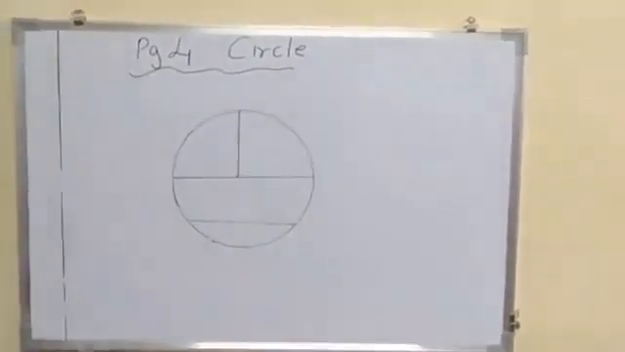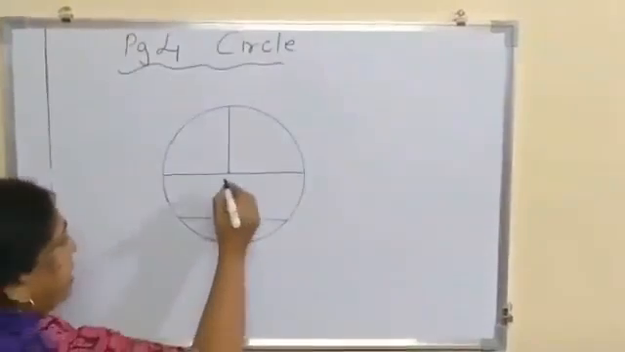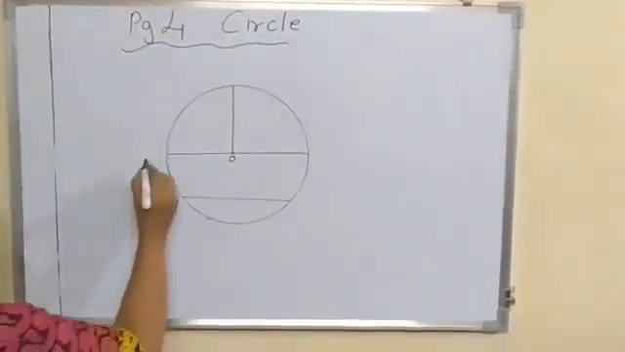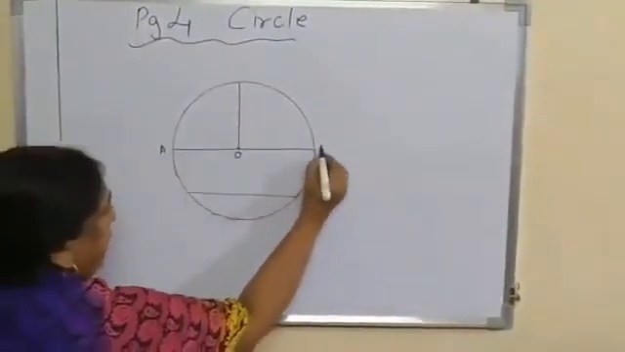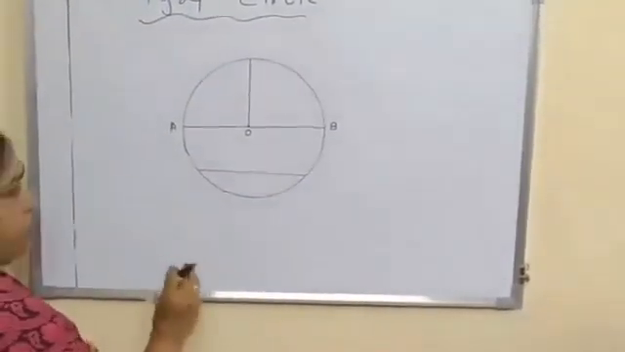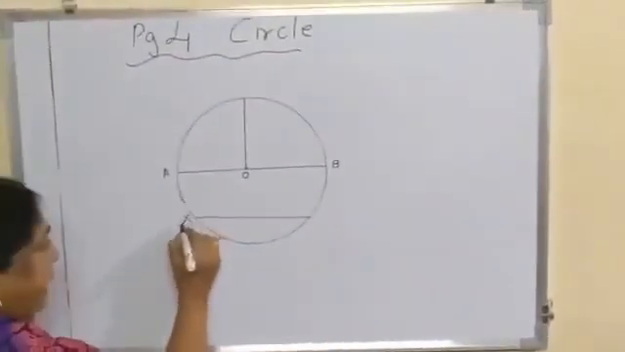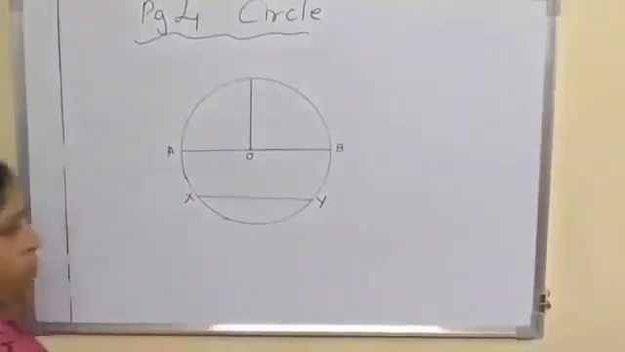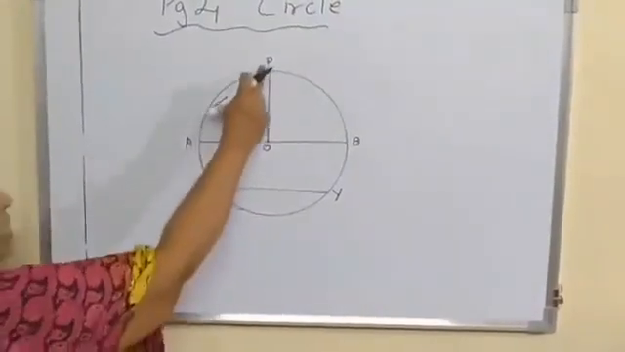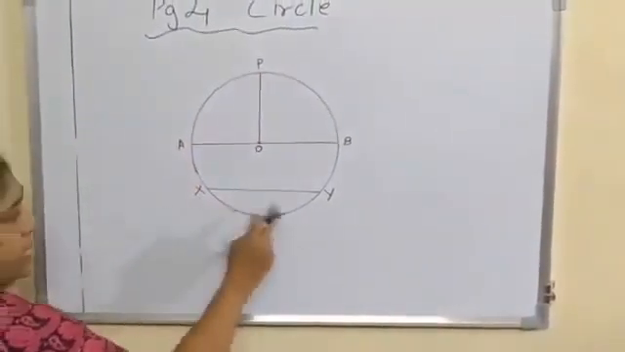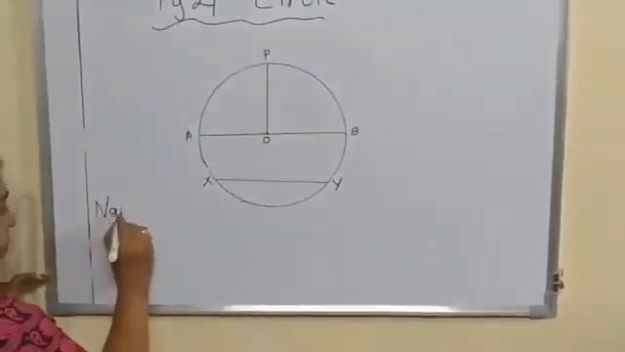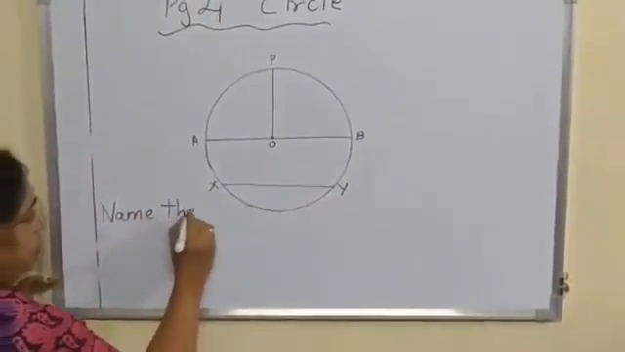Now let us name these points. Let us give this point, this center, the name O. Okay, let us write here A and B. Children, when you are writing these alphabets, you are going to write in capital letters. Always you have to write in capital letters. Here we write X, and here Y. So we have given this corner A, this X, this Y, and this B. And then you are going to write here, name the following.